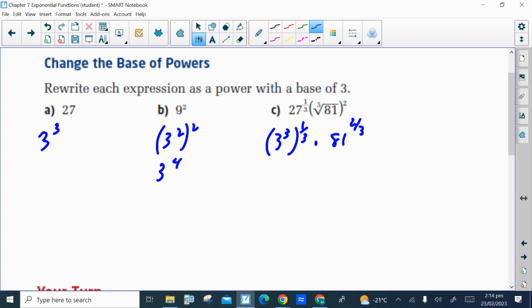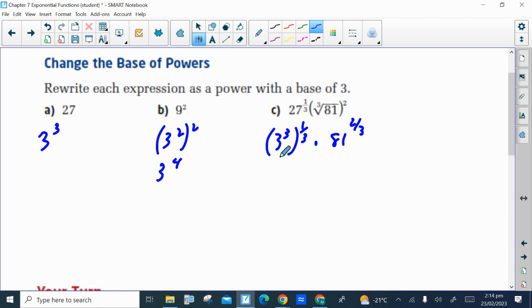You can see that when you have a radical, it can be written as a power with a rational exponent. The denominator of the exponent tells you what root it is. So because it's a cube root, you have 3 as the denominator. The numerator of the exponent tells you what power it's raised to.